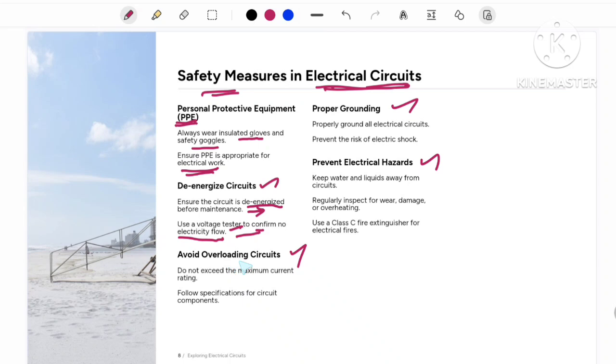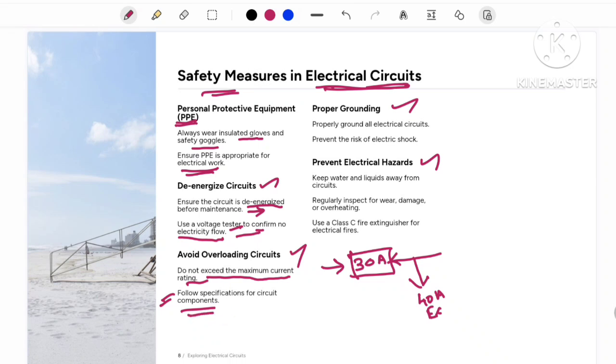So third point, avoid overloading the circuit. Do not exceed the maximum current rating. If you are using a 30 ampere circuit breaker for your entire load, and now you connect a 40 ampere external load, it will create an overload and a fire hazard as well, right? Follow the specifications for circuit components. And one more point is that proper grounding is a must. Properly ground all electrical circuits to prevent the risk of electrical shock, right?